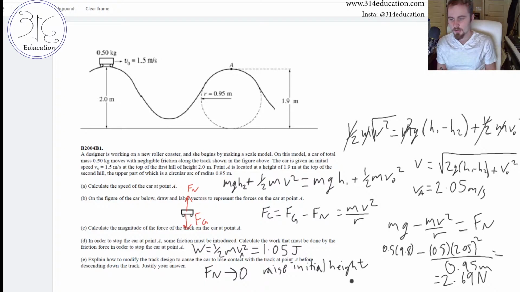Okay, not too bad. Such that our velocity at this point, mv squared over r, is greater than or equal to mg at point A. And that would then give us the case where if this is greater than that, this subtracts this down, making this whole term go to 0, which is what we want.